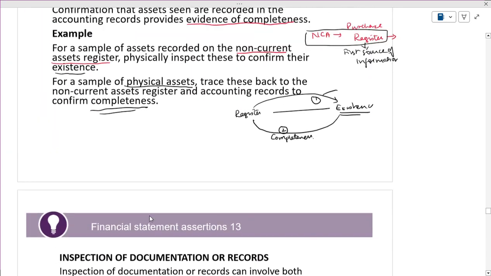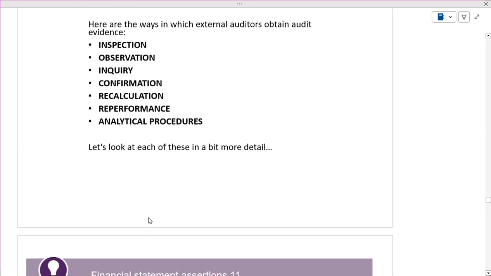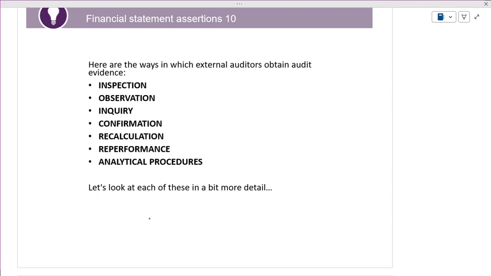I'm not going to do all the things, just a quick revision. Here are the ways in which external auditors obtain audit evidence: inspection, observation, inquiry, confirmation, recalculation, reperformance, and analytical procedures. Somewhere I will ask you all these things.